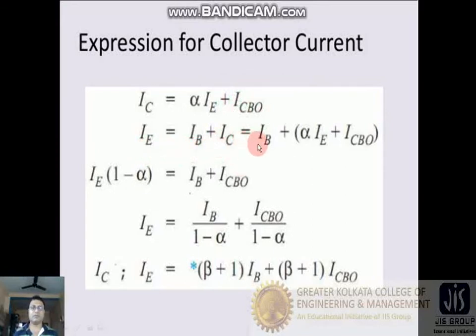So we put the value of IC in this equation and we get the value like IB plus alpha IE plus ICBO. Now you just get the value like this: taking IE common, 1 minus alpha equals IB plus ICBO. In this way we get IE, and similarly IC. So in this way we can find the collector current.